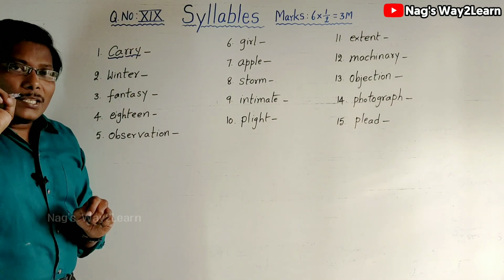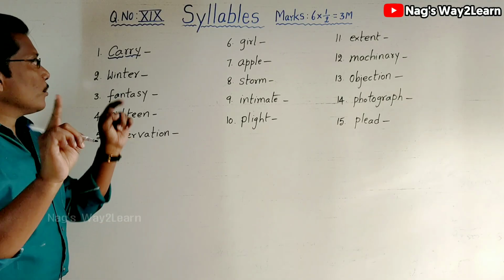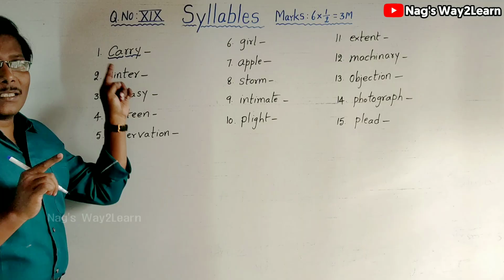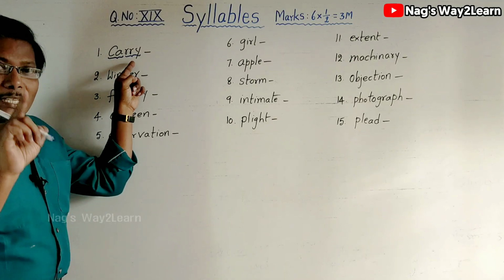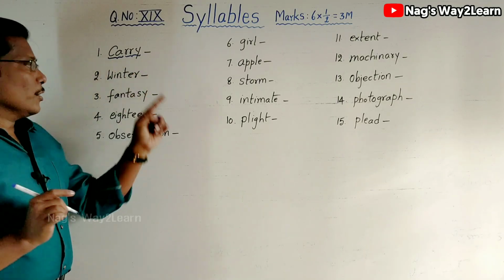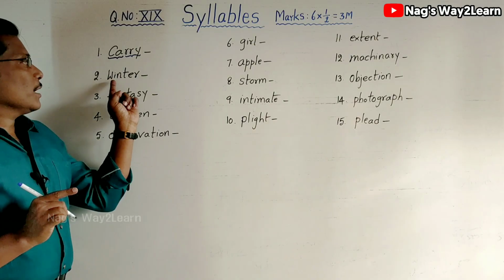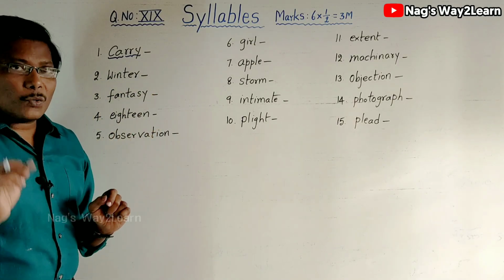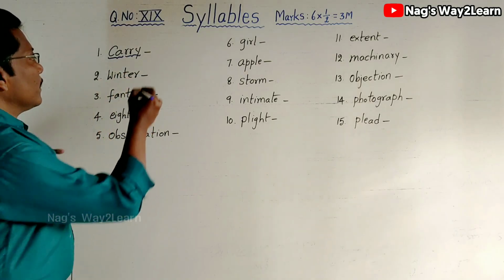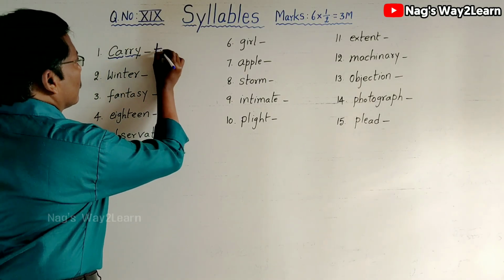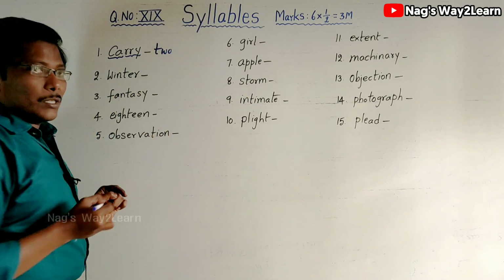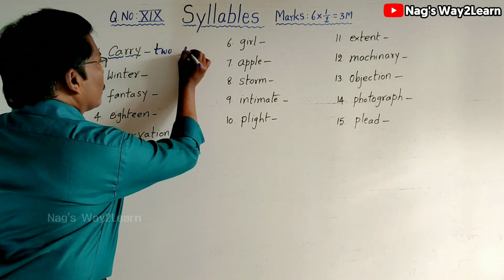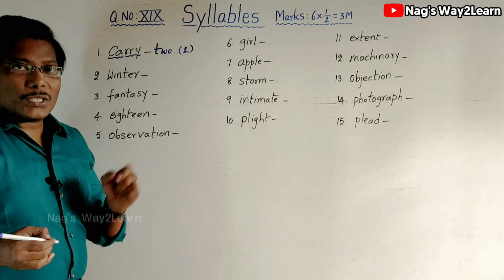And one more thing, in your public examination, you need not divide the given word like this. I am marking like this just for your understanding only. So in the public examination, in front of that word you just give the number, that's enough. So carry, there are two syllables, so you can write the number 2.